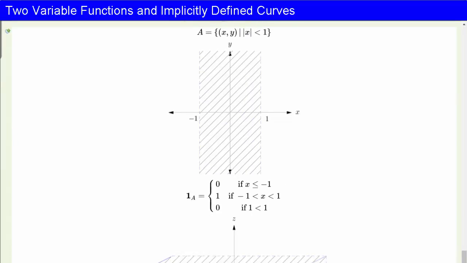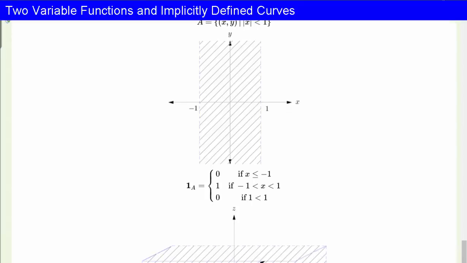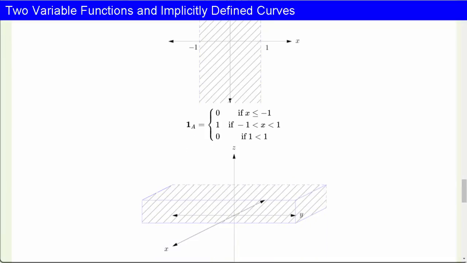Another example. Let A be the set of points in the plane with coordinates x, y, for which the absolute value of x is less than 1. Well, there's no restriction at all on y, and we're asking that x lie between -1 and 1, so the set A looks like this. Then the indicator function is 0 on any point with x-coordinate less than or equal to -1. It's 1 if the x-coordinate lies strictly between -1 and 1, and it's 0 if the x-coordinate exceeds 1. And we can sketch its graph.